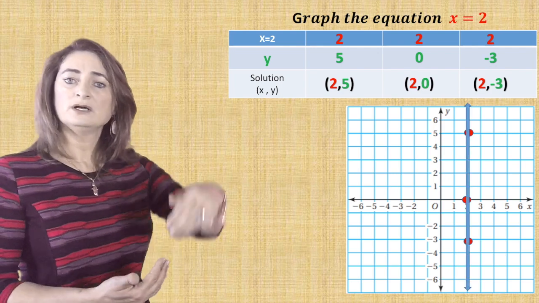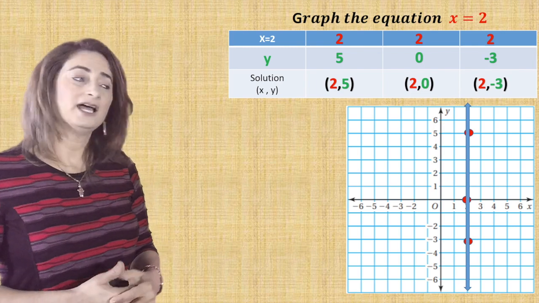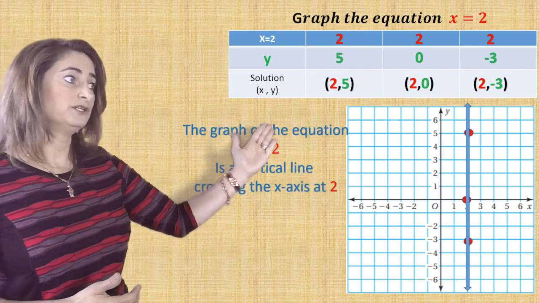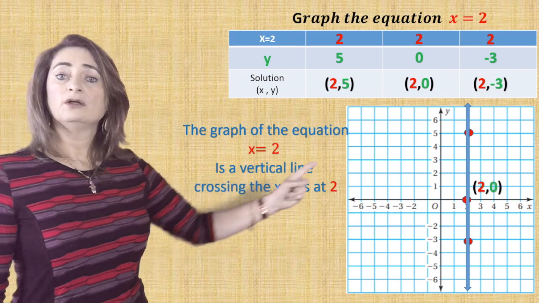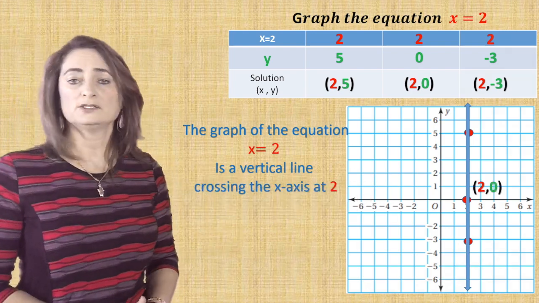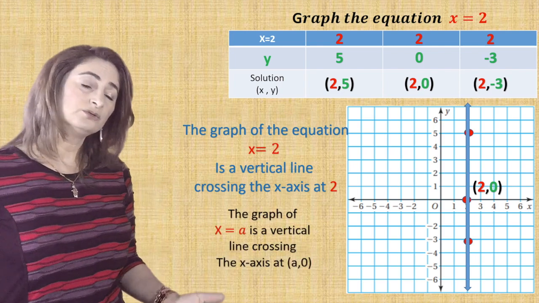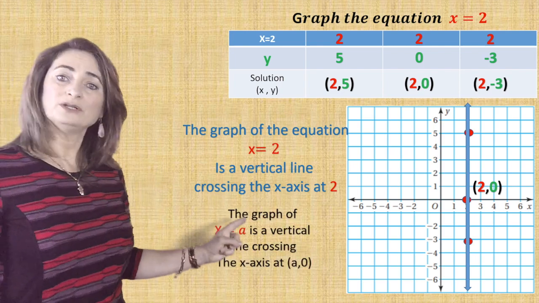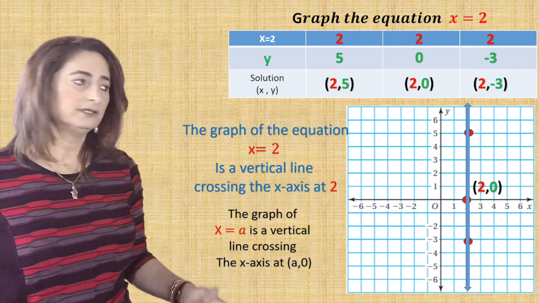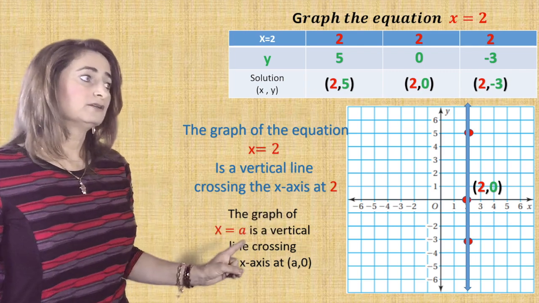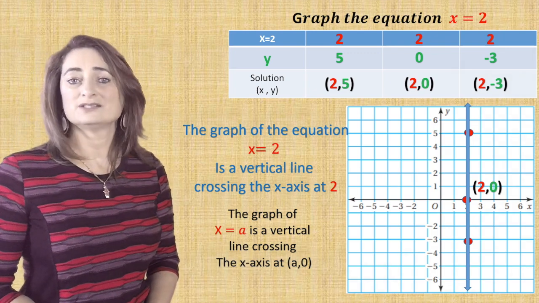Now connect them. Watch how you got a vertical line crossing the x-axis at 2. So the graph of the equation x equals 2 is a vertical line crossing the x-axis at 2. This time, y has to be 0 for it to cross the x-axis. In conclusion, the graph of x equals a, which means x equals any number, is a vertical line crossing the x-axis at the coordinate (a, 0).